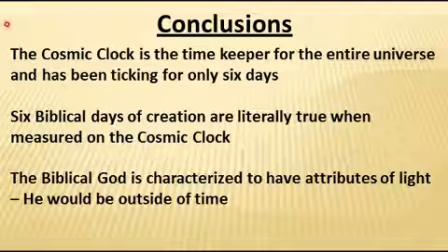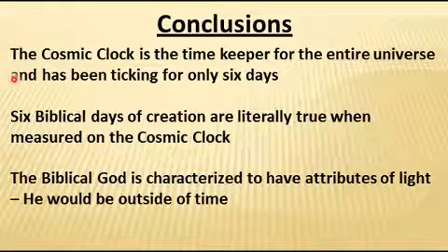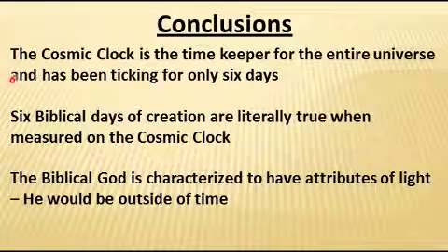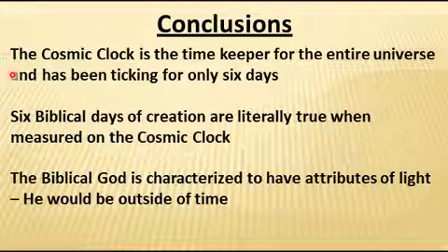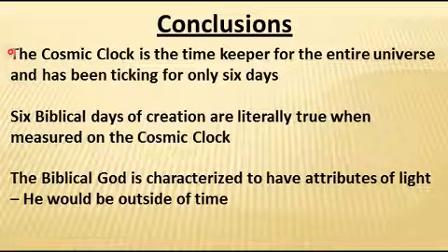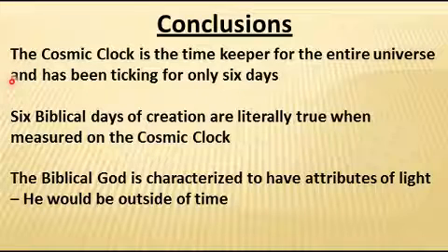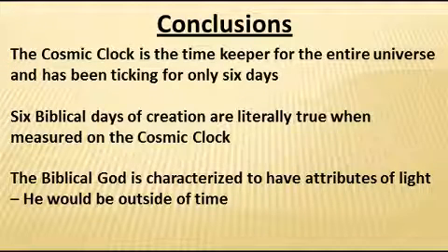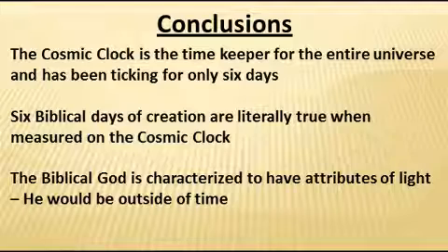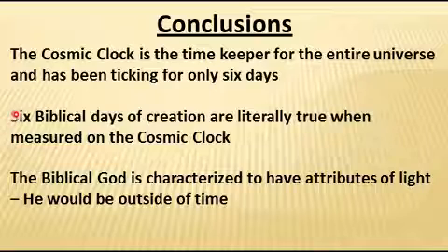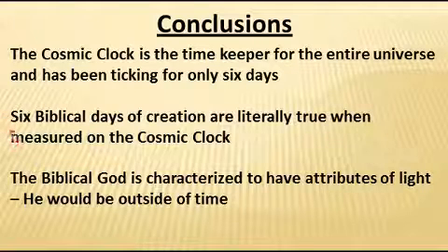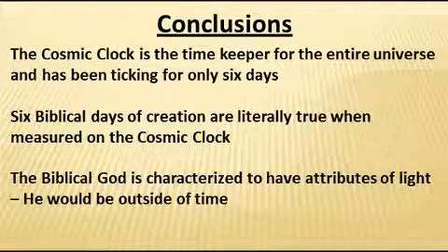Now, in final conclusions, the cosmic clock that you've seen here is the timekeeper for the universe. It is the one and only clock that has been ticking ever since the Big Bang. And as I've shown you, with straight secular physics calculations, it's been ticking for only 6 days. And these 6 biblical days of creation are therefore literally true. There were 6 days of creation that just didn't happen to be on the Earth's clock. They were measured on this cosmic clock.